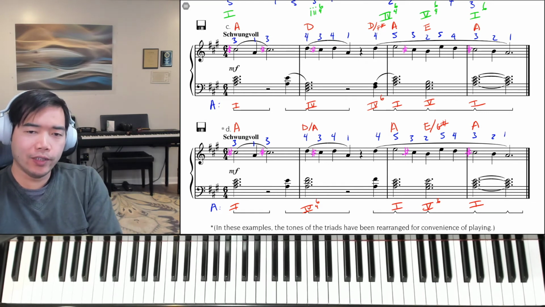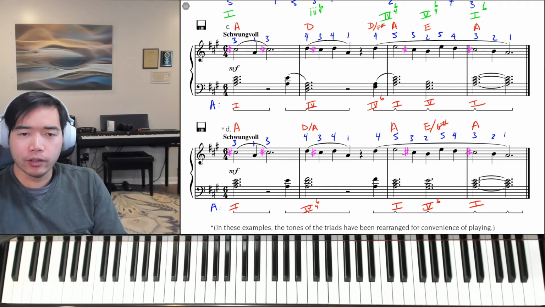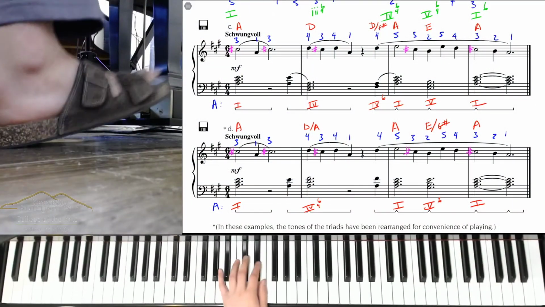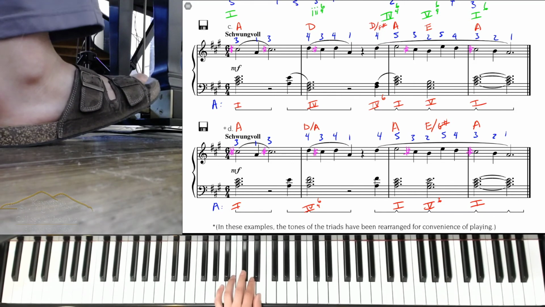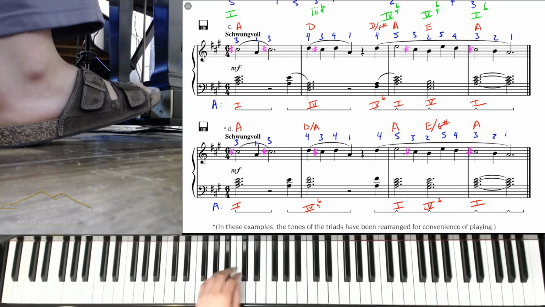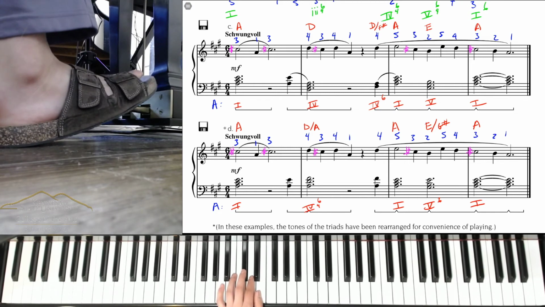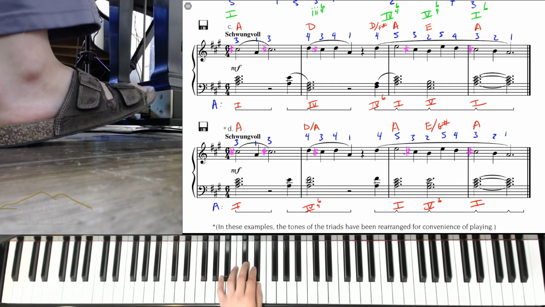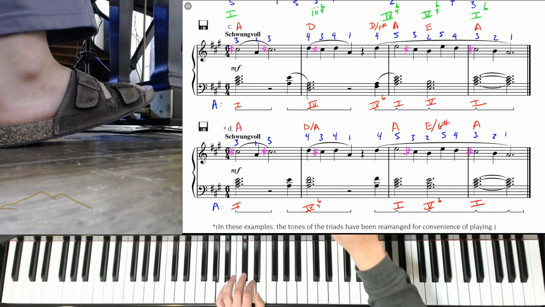After you're comfortable with the left hand in example C, then you can add in the pedal for example C. I'll demonstrate for you. 4, 5, 6. 1, 2, 3, lift, 5, down, change, 2, 3, lift, 5, down, change, 2, 3, change, 2, 3, change, 2, 3, 4, 5, 6.